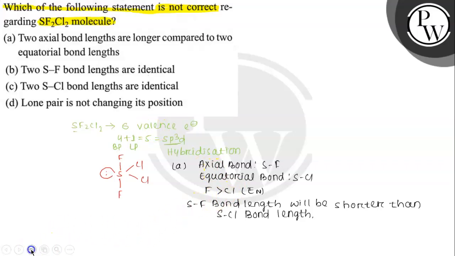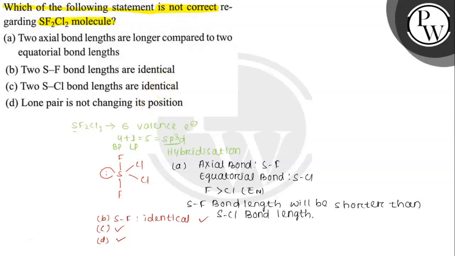Now we'll see option B. Option B says that the two S-F bond lengths are equal or identical. It is true, because the two S-F bonds are identical. Statement C is also true, because the two S-Cl bond lengths are also identical. And option D says the lone pair is not changing its position. It is also true. So B, C, D statements are true. Only statement A is not true.